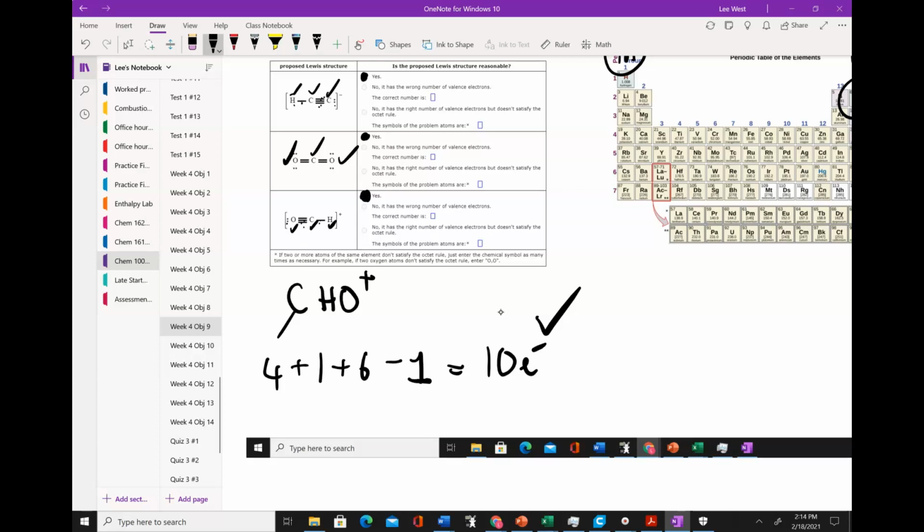There we go. All right. So it shouldn't be too hard. If you do find a problem, it should be obvious. It's going to be one of those things: there'll be a problem atom that doesn't have an octet, or there'll be the wrong number of valence electrons.